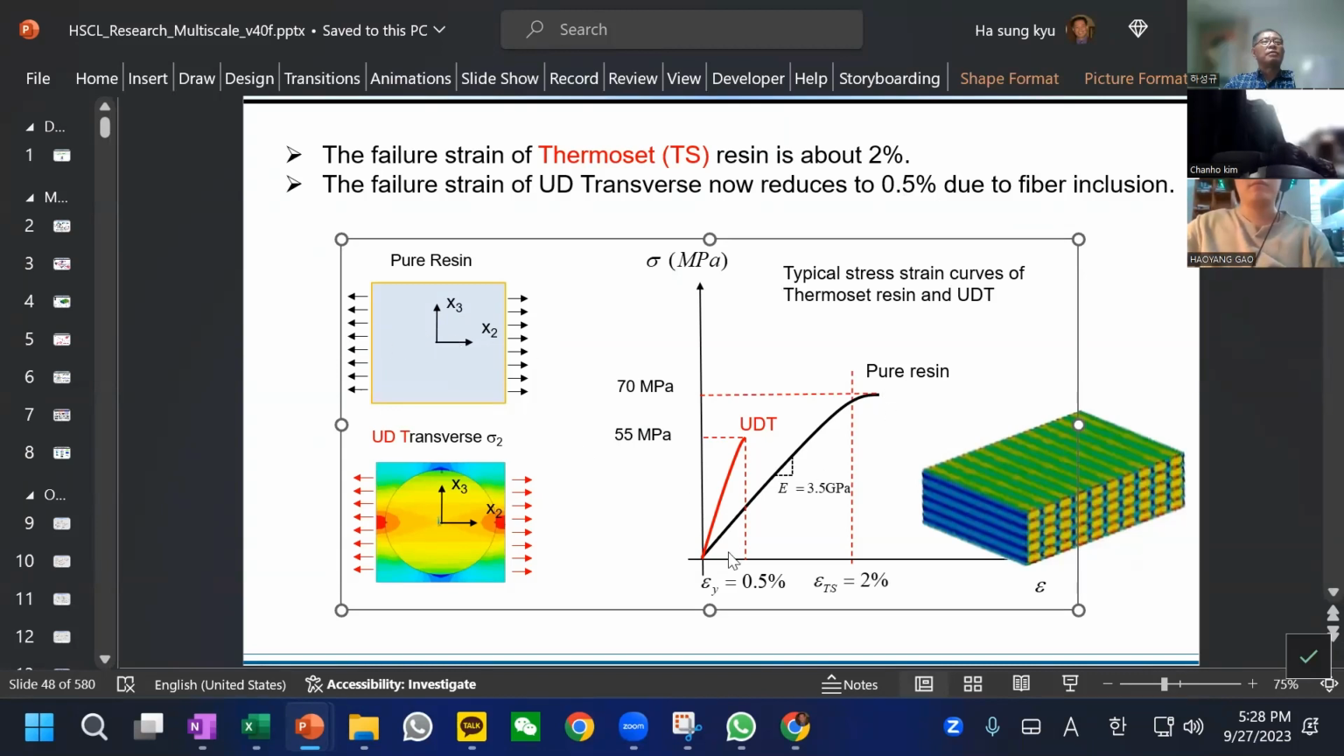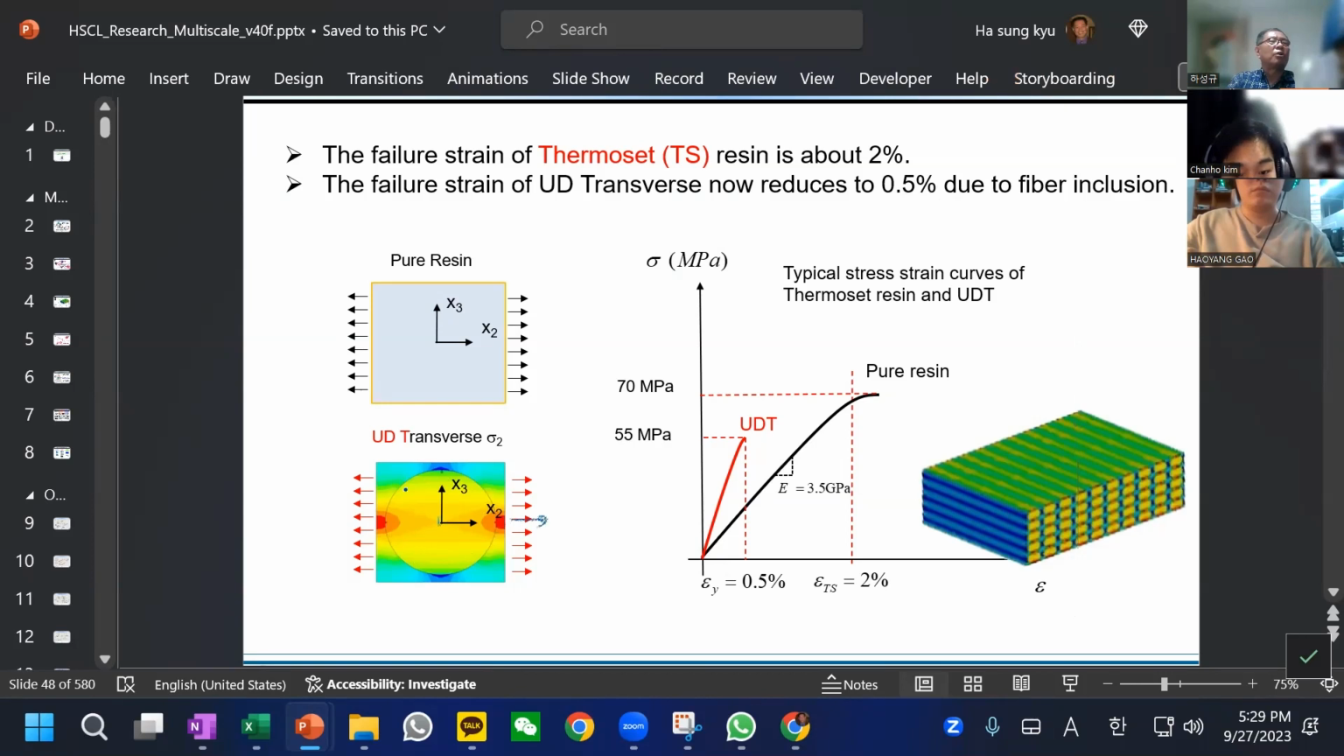So the pure resin stress-strain curve, a very typical one for an epoxy system, reaches 70 megapascal at about 2% strain. Now, let's say we have a carbon fiber or a glass fiber in there, loaded in the transverse direction. How will the material property change? Well, you may think, oh, with the fiber there this is going to be strong, this is going to be good. No, because the fiber will work as an inclusion and cause a stress concentration, which is very bad.